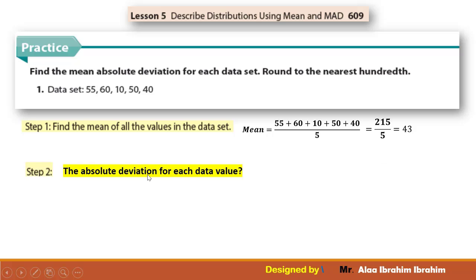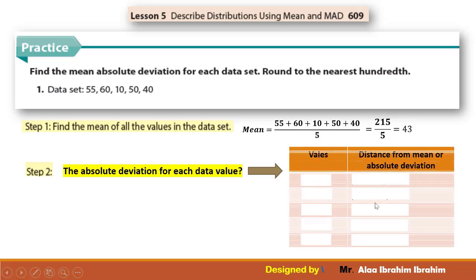Now I go into the second part. I make a table to find the absolute deviation. So I take 55 minus 43, 60 minus 43, 10 minus 43, or 43 minus 10, the same. So 50 minus 43, 40 minus 43, or 43 minus 40. This time, I wrote it for you like this. So I wrote here my values like this.